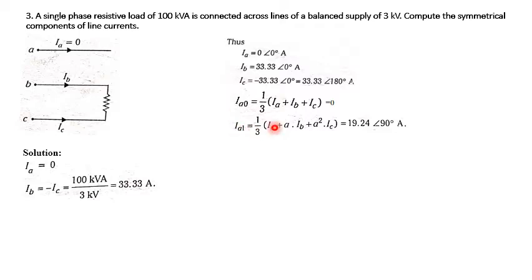Similarly IA1 will become 1 by 3 times IA plus A into IB plus A square into IC. So we will get 19.29 at an angle of minus 90 degree. For IA2, no need to do a calculation, because if this is a plus, this should be minus. Minus of this is a plus 90 degree. This should carry minus 90 degree amperes of current. This is a quite interesting one and a simple numerical.